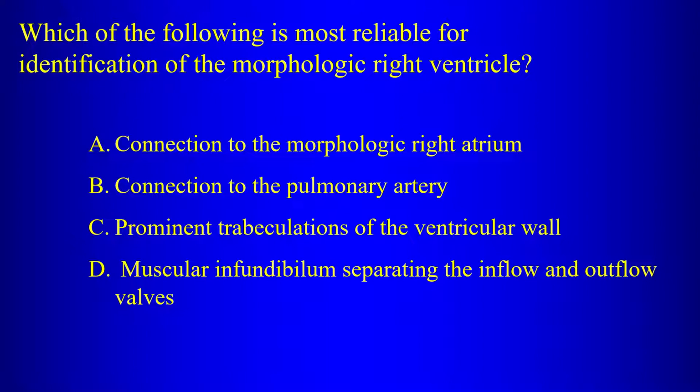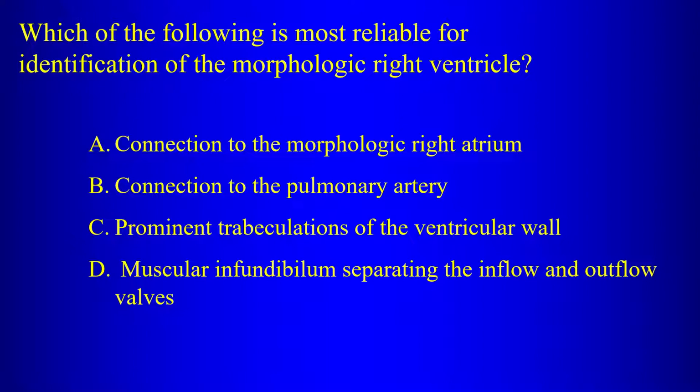Connection to the pulmonary artery, we know that usually the morphologic right ventricle connects to the pulmonary artery, but you can have congenital heart disease like transposition, and transposition is best understood as ventricular arterial discordance, and in that condition the morphologic right ventricle connects to the aorta and the morphologic left ventricle connects to the pulmonary artery.